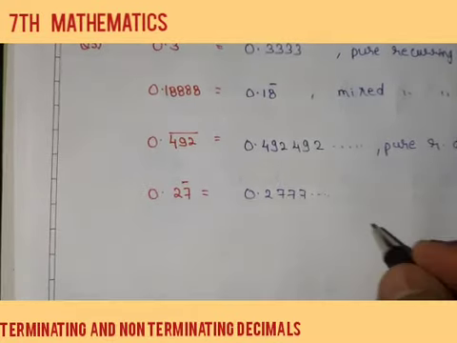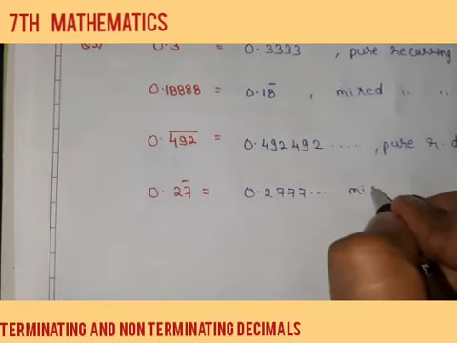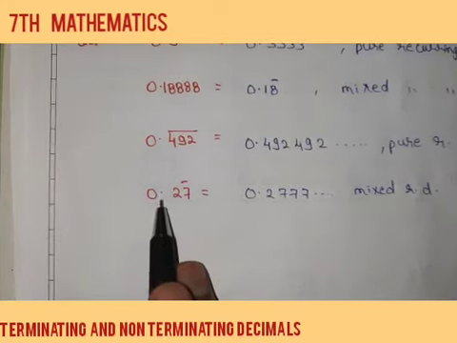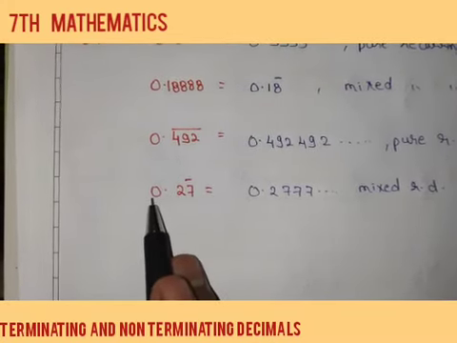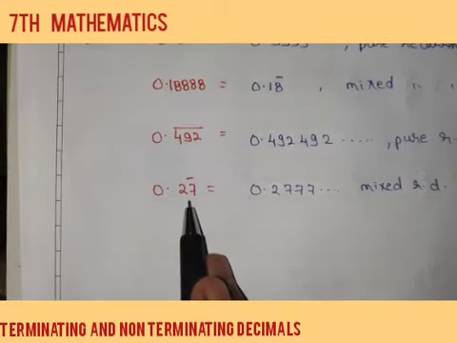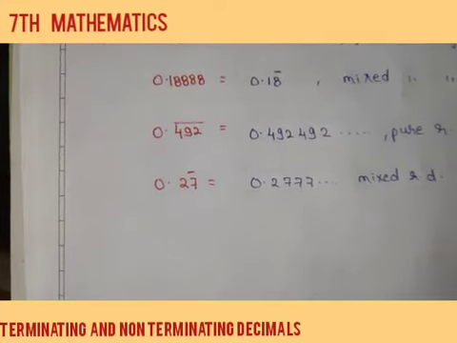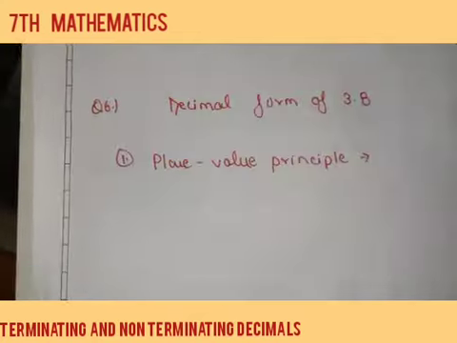0.2777 and so on. It is also an example of mixed recurring decimal. Why? Because the immediate digit after the decimal is not getting repeated, but the digit next to it is getting repeated. So it will be an example of mixed recurring decimal.